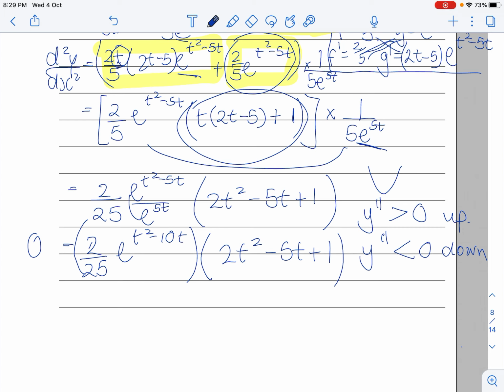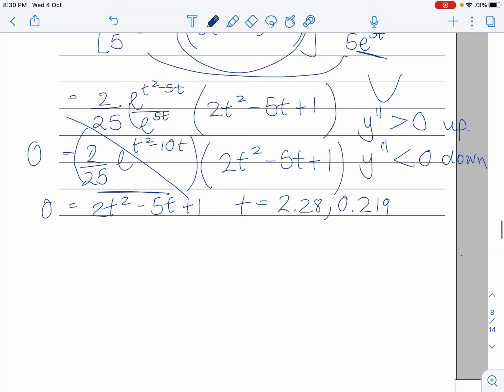So that's what we're going to do first. Now, if I was to take this first bracket and let it equal 0, I would first of all divide by 2 over 25. And then to get rid of the e, I'd need to ln of it. And so I can't ln 0, so this bit is irrelevant because I can't actually solve that for it to equal 0. However, I can solve the other one. And you can just use either the quadratic formula or your calculator. And I get t being 2.28 and 0.219. So they're my points of interest with that.